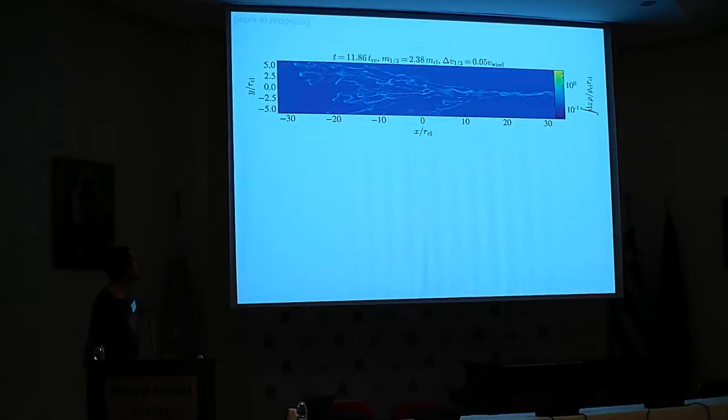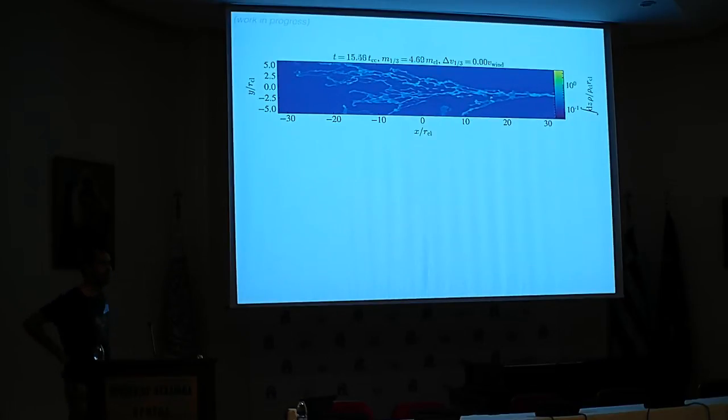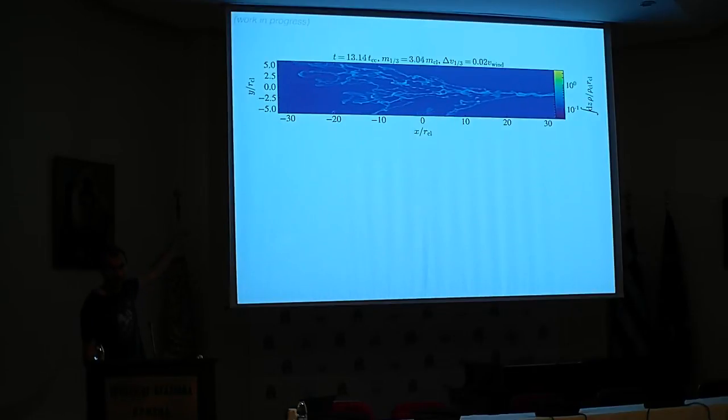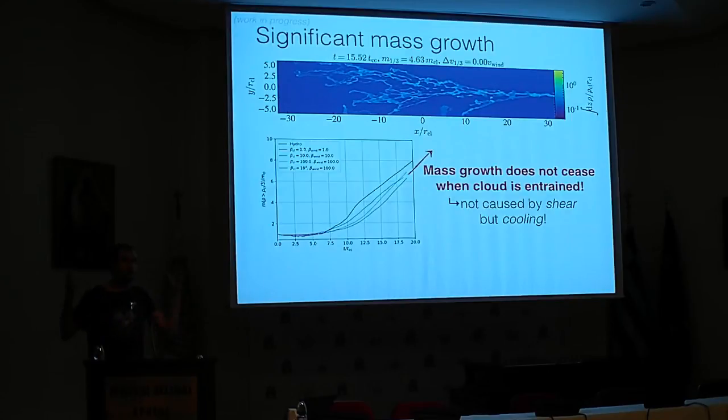Now, there is something in the movie, so I show you the movie again, just the last bit, which is strange. So who picks it up? Something that's really, really strange, and you should be like, that's maybe a bug. Because, you know, I told you that the mixing matters, but you see we are entrained. We are basically entrained, but we're still growing mass. That's weird, because there's no more shear, there's no more mixing, so why does it still grow?